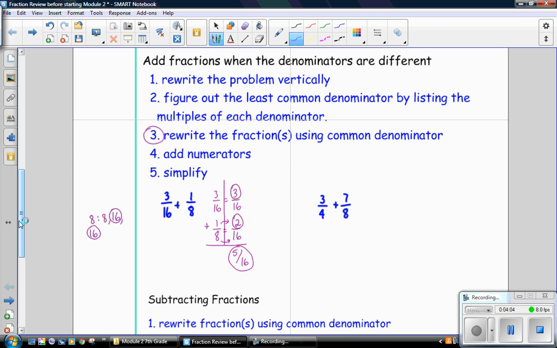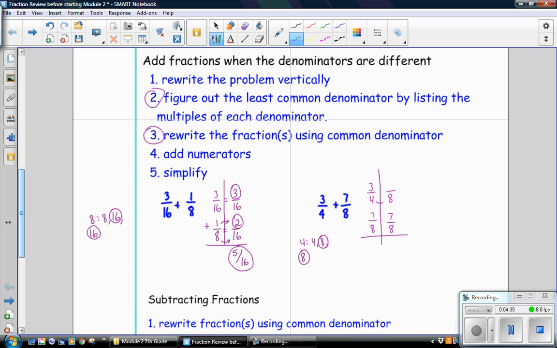For the next problem, we are adding 3/4 plus 7/8. I'm writing the fractions vertically because they need to be rewritten using a common denominator. Next, figure out the least common denominator. So we have multiples of 4 and multiples of 8. The multiples of 4 are 4, 8, and we don't actually have to go any further because 8 is the common multiple. So 7/8 will be okay the way it is.